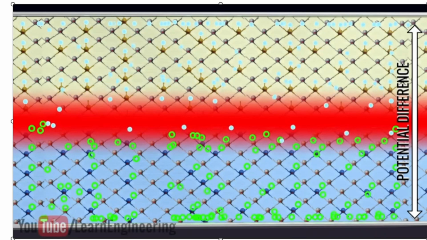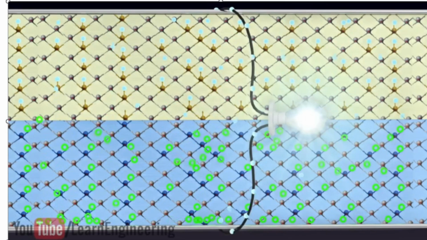Now this difference is so much so that once you connect with a wire, spontaneously electron will flow from the n side to the p side, and we say the current is flowing from the p side to the n side, and we take the benefit. So this is just like a battery.